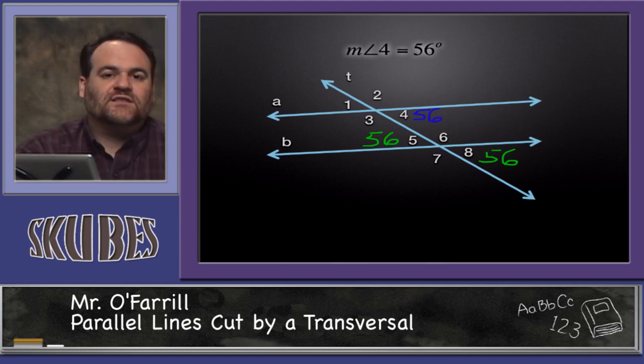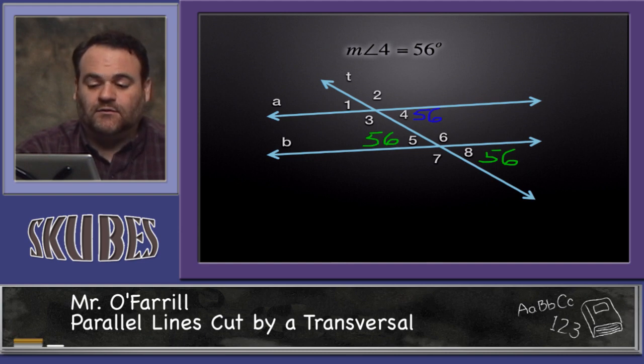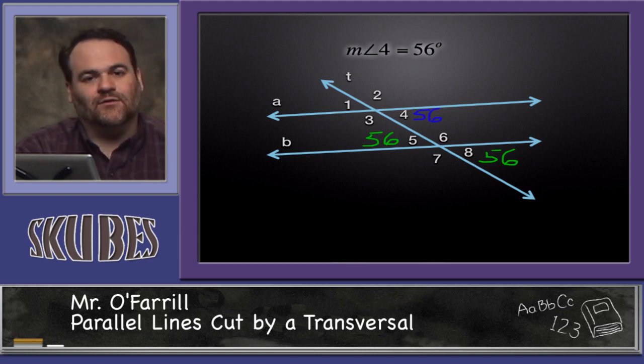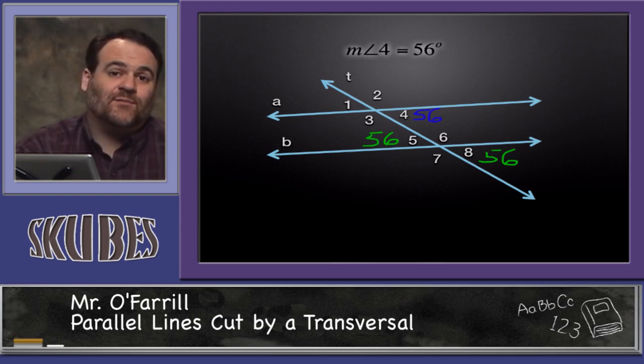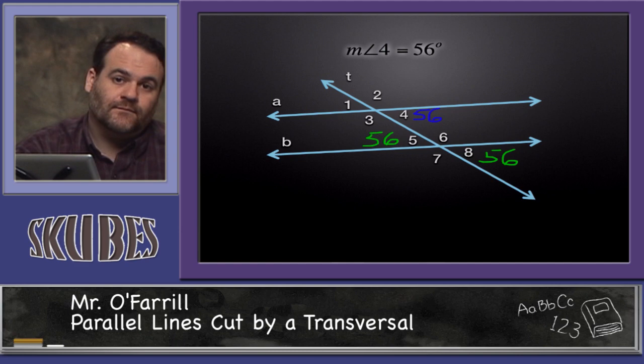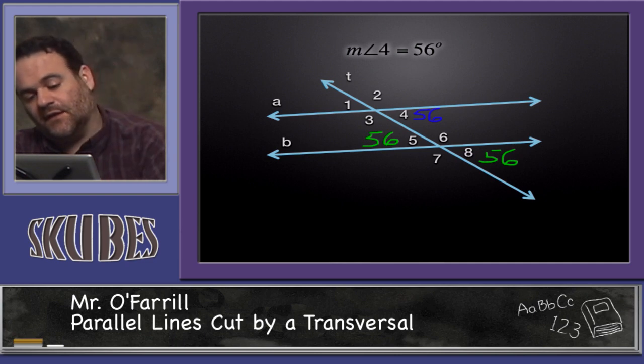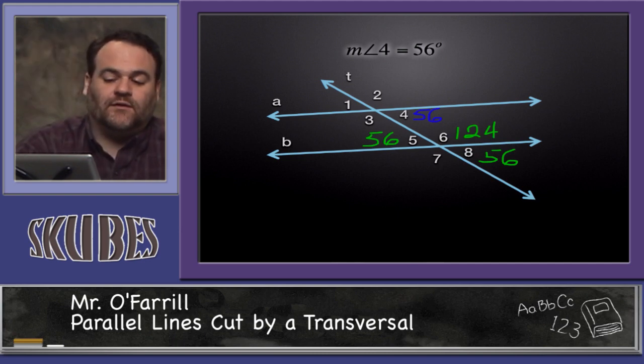Which angle would be same side interior to angle 4? Angle 6 is same side interior to angle 4. What's the relationship for same side interior angles? They are supplementary. So the sum of 56 degrees and whatever the measure of angle 6 would be is 180, making it 124 degrees.